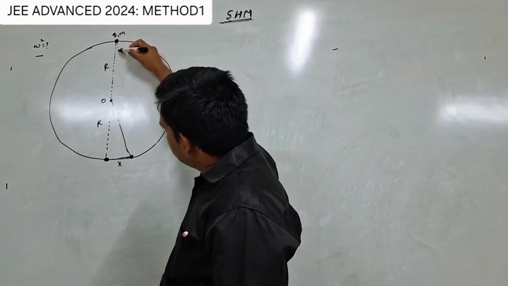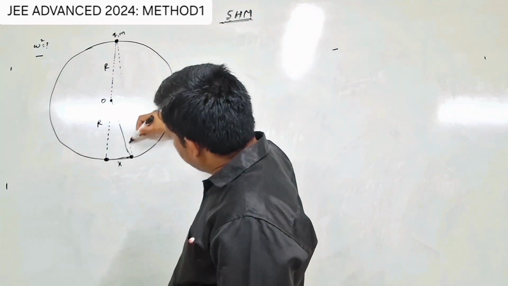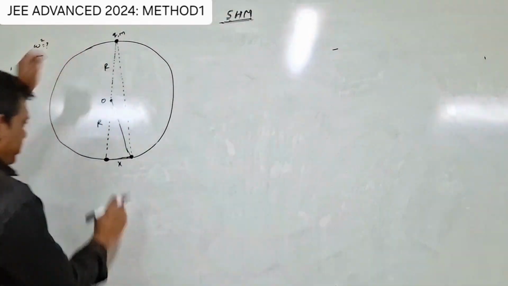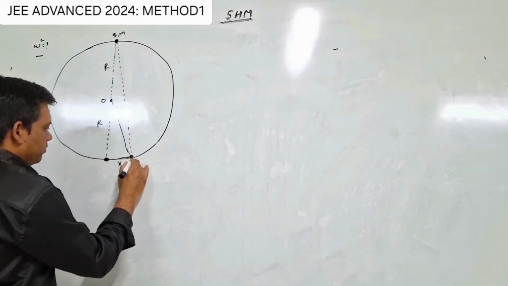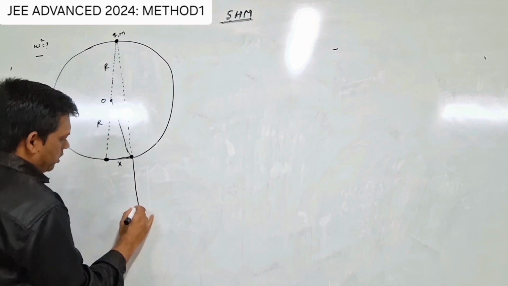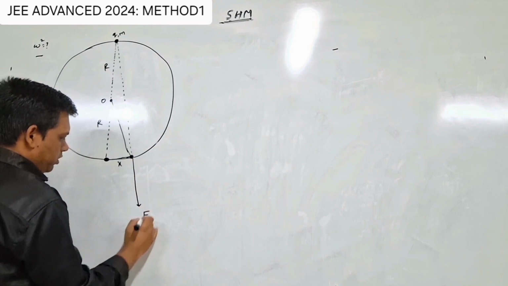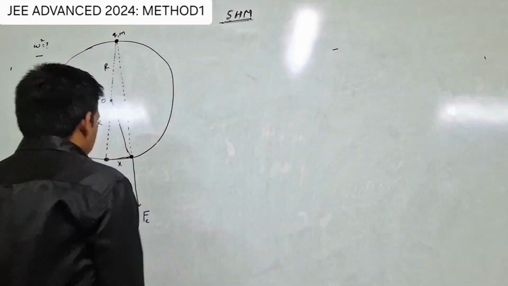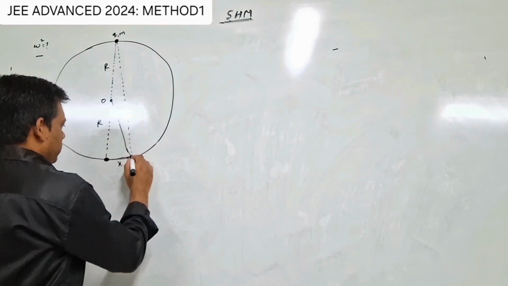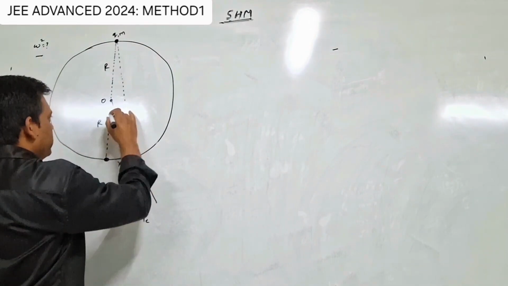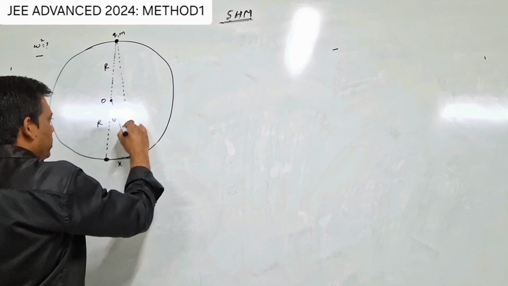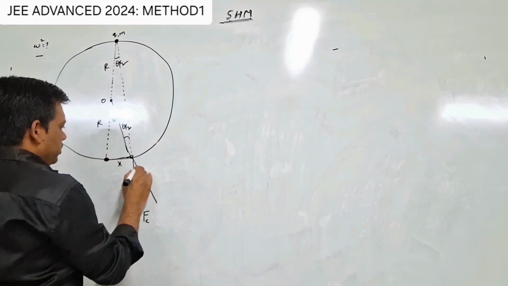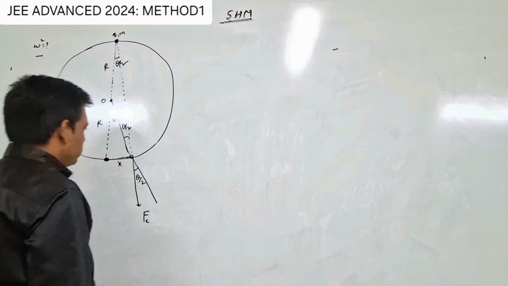Here we can join these 2 points. Now this is the first one, this is the second one. So the force acting here, this is the force, and this force will be electrostatic force Fe. Suppose that this angle is theta, then this angle will be theta by 2. Also this angle will be theta by 2. This is also theta by 2.